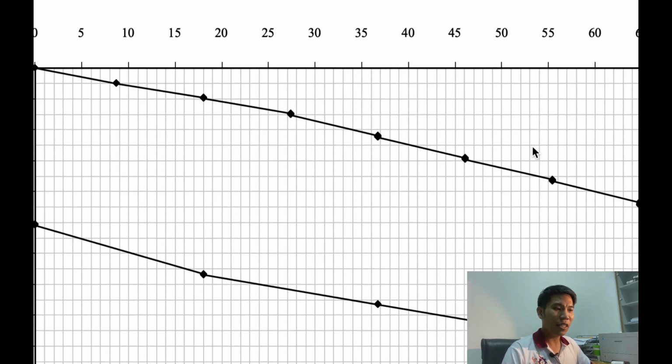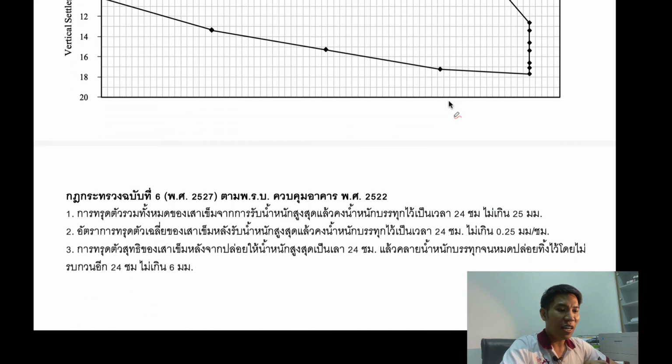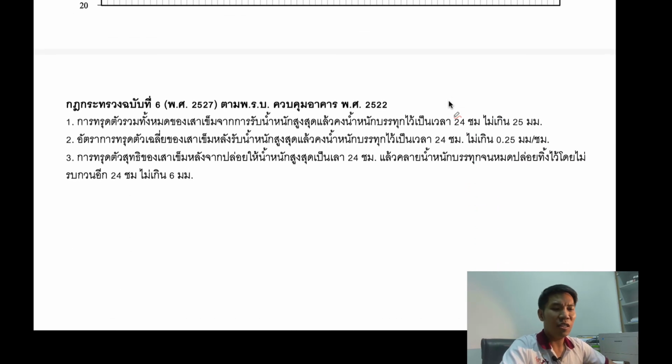The serviceability, actually they have a lot of methods to check for serviceability of pile. But in our lab, in undergrad, we check the serviceability according to the law of Thailand. For the law of Thailand, it's here. They have about 1, 2, 3. I will not translate into English. Maybe I just would like to talk about this one by one.